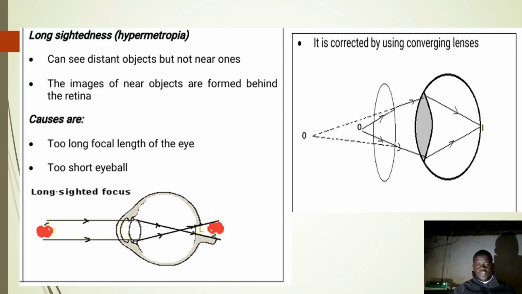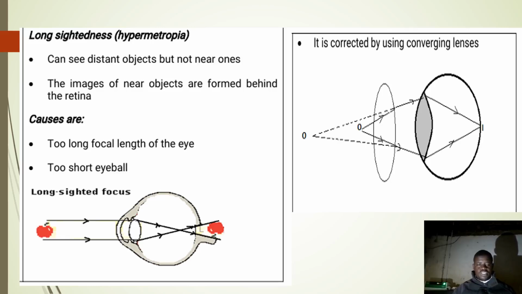The second defect of the eye is called long-sightedness, also hypermetropia. This is where one can see distant objects but not near ones. The images of near objects are formed behind the retina. The causes are too long a focal length of the eye, or too short an eyeball.